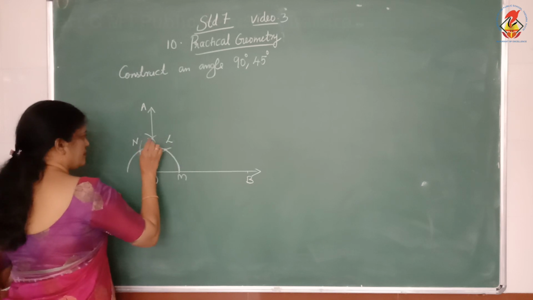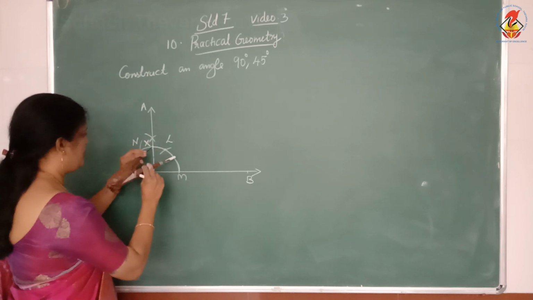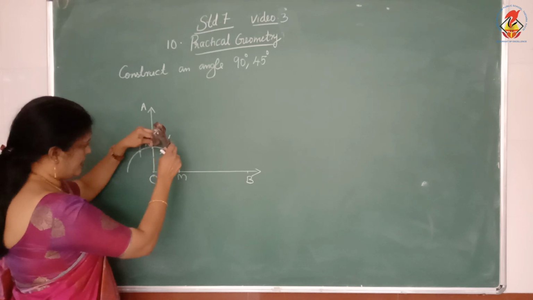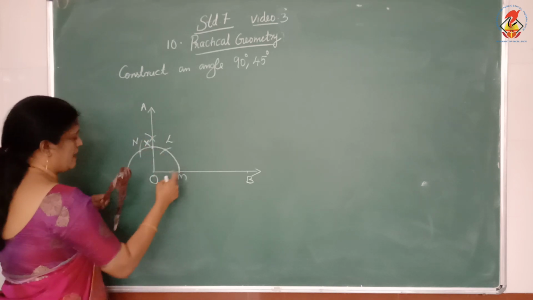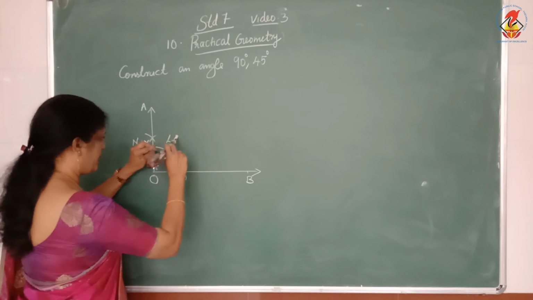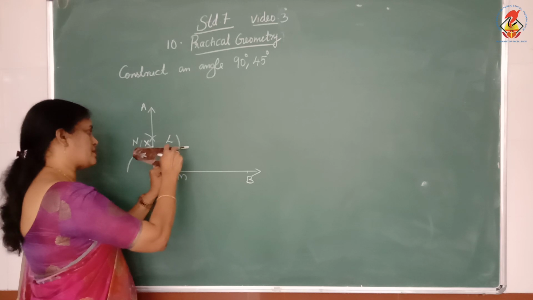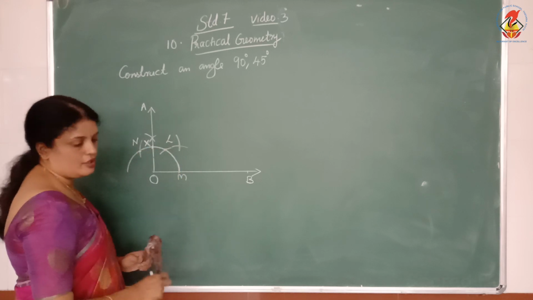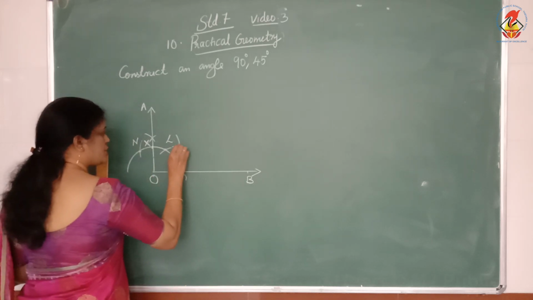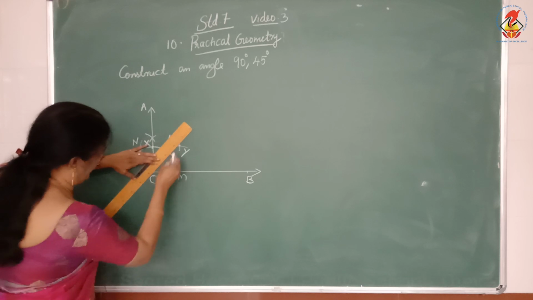This is point X. First take more than half of the arc length XM. With X as a center, draw an arc of that radius. With M as a center, the same radius, draw an arc. Join this point Y, join OY.